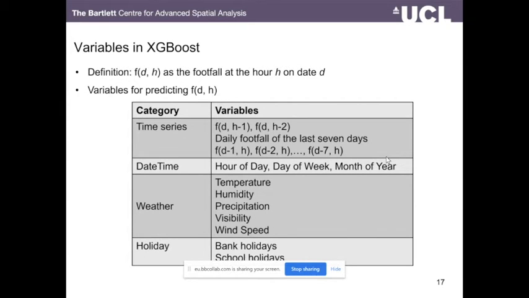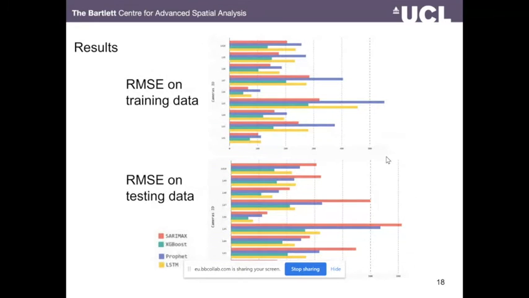So we use the footfall of the previous 2 hours, and we also use the footfall of the same hour in the previous 7 days as the time series data for the XGBoost. We trained and tested these models on 10 different cameras. Here is the RMSE on the training and testing data.